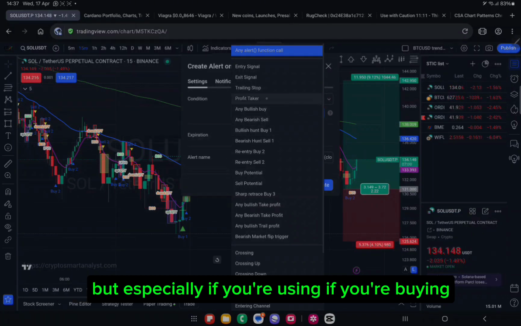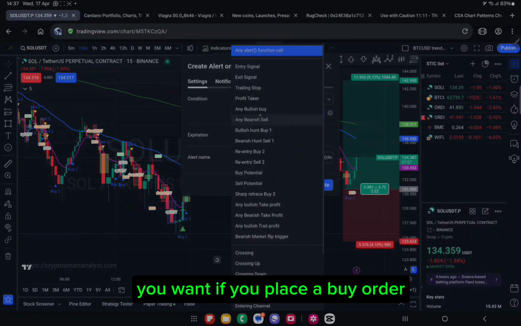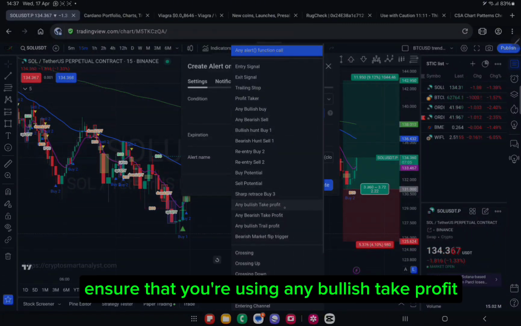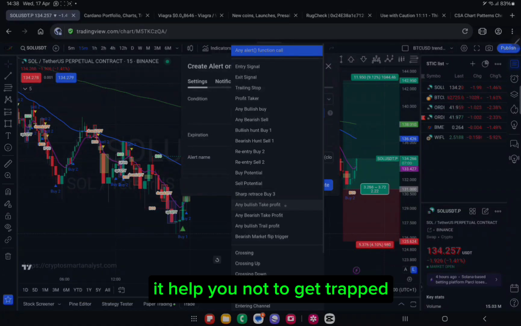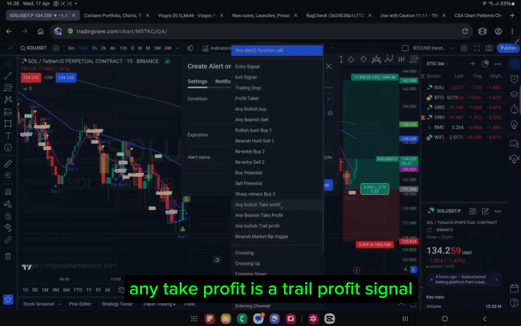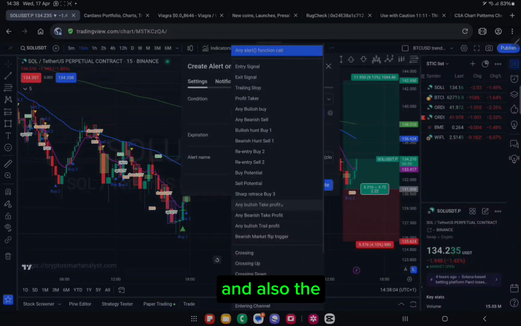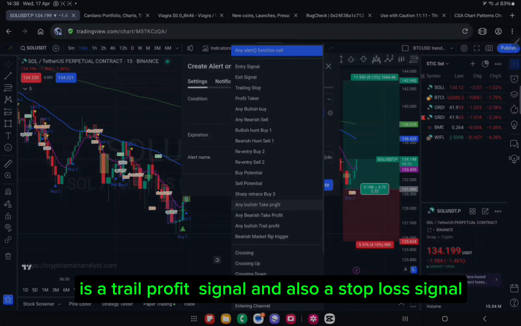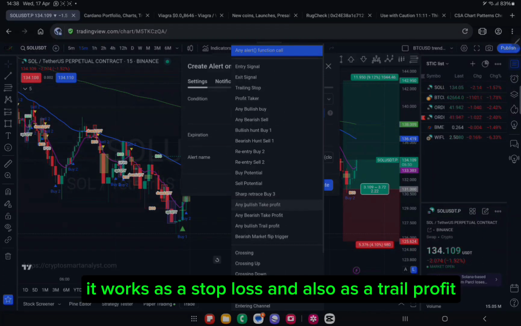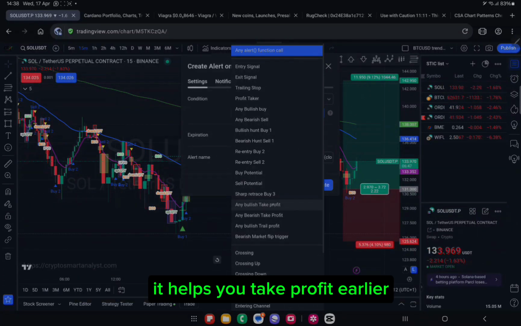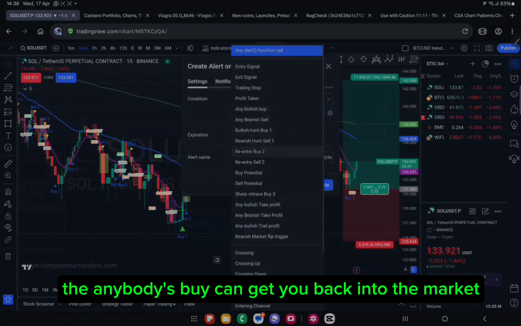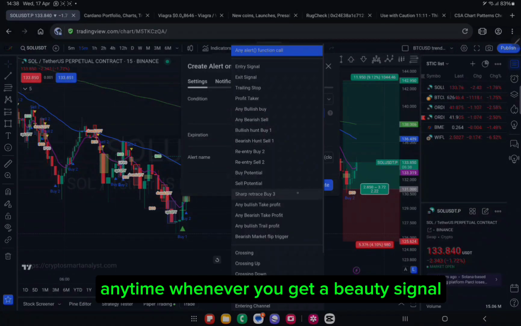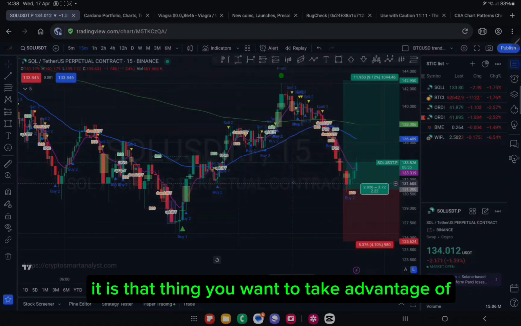But especially if you're buying, if you place a buy order, ensure that you're using any bullish take profit as your take profit. It is more profitable like that. It helps you not to get trapped, and also any take profit is a trail profit signal, and also a stop loss signal. That's the way it works. It helps you to take profit earlier, sometimes too early. But if you're using the any bullish buy, it can get you back into the market anytime you get a bullish signal. These are things you want to take advantage of.